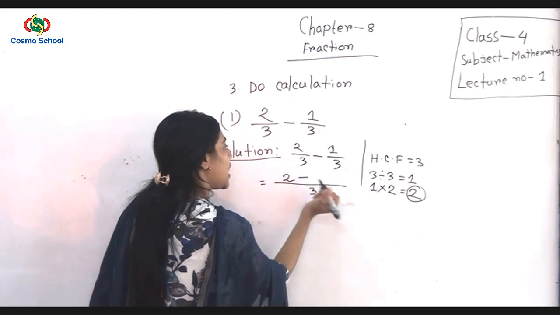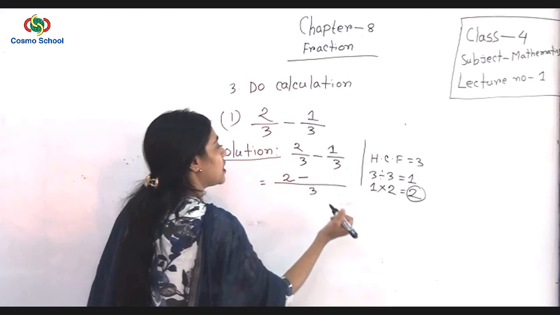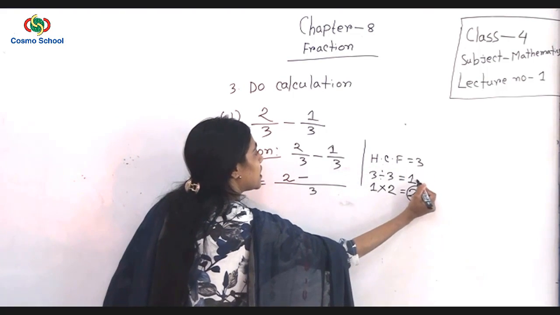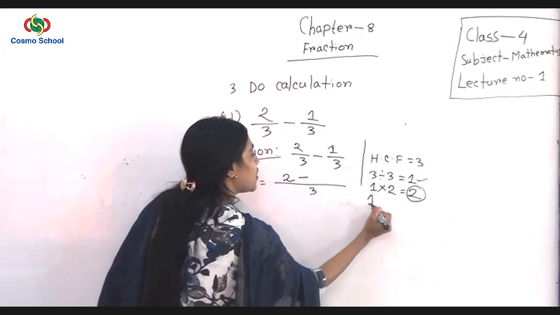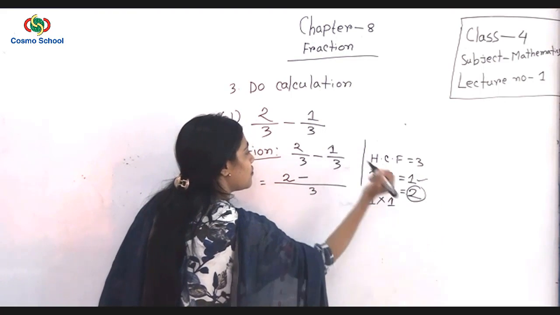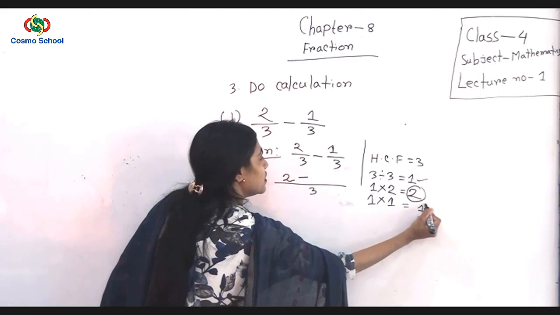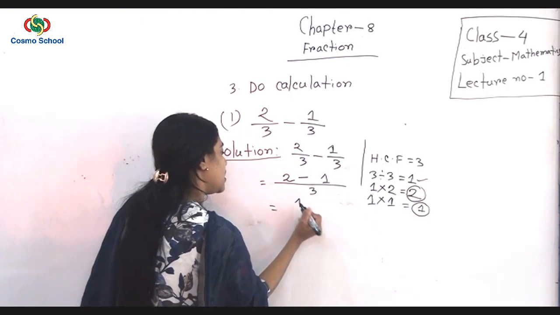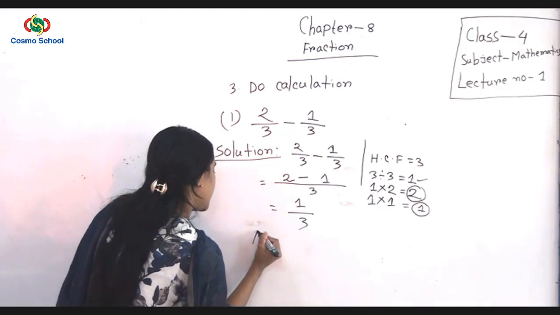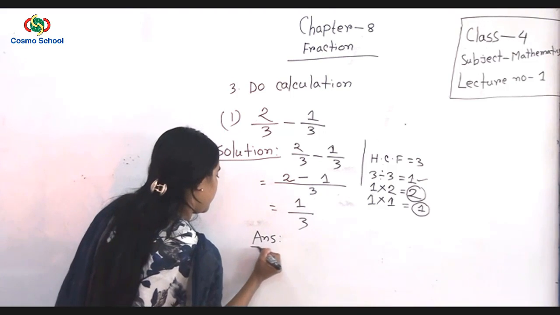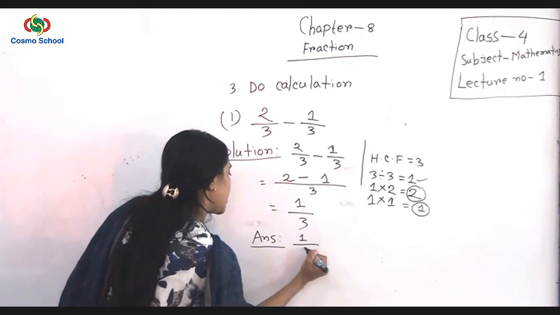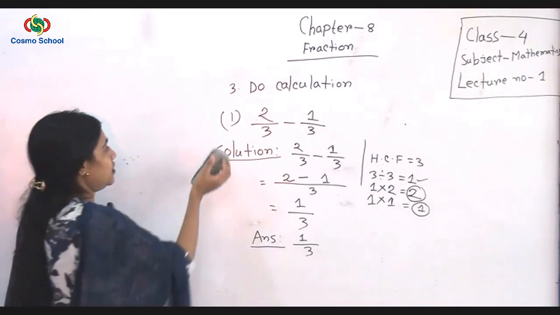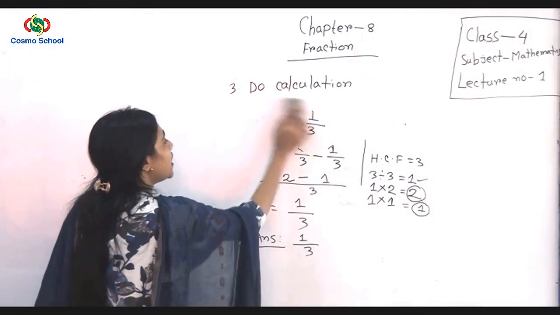This is the minus sign. The second fraction's denominator is divided by the HCF and I get the result 1, and this 1 is multiplied by the numerator 1, and this is 1. This 1 is put in here. So 1 divided by 3 is the result. The other math questions I will try to solve.